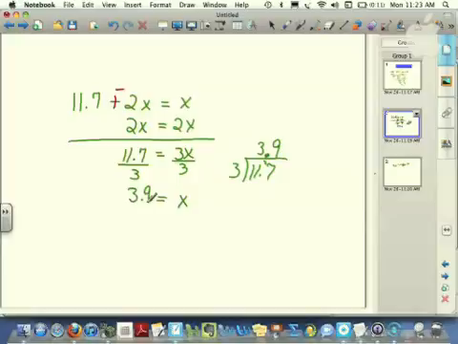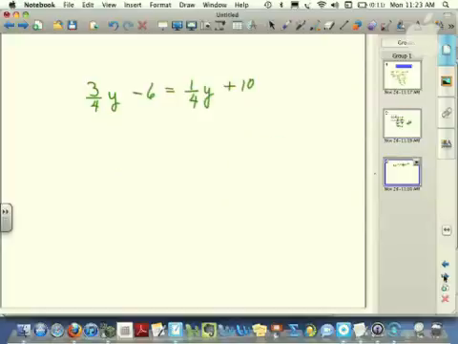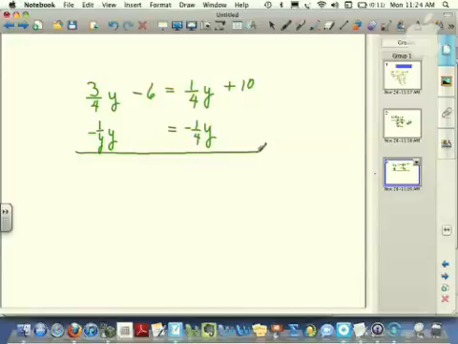The last example has a fraction, but lucky for us, the fractions have the same denominator. Still, I'll have to move those variables to the same side. So I will add a negative 1/4 y to both sides of the equation. On this side, 3/4 and a negative 1/4 is a 2/4 y, but 2/4 I'm just going to reduce to 1/2. So 1/2 y plus a negative 6 equals 10.